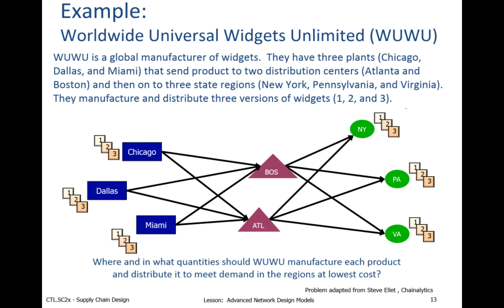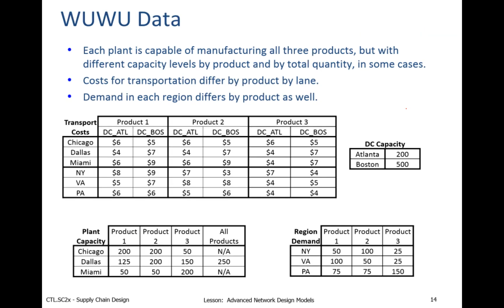Okay, the question that we want to answer here is where and in what quantity should WUWU manufacture each product and distribute it to meet the demand in each of the regions at the lowest cost. So it's the same objective function, really, as we had for the transshipment model. We need a lot more data.